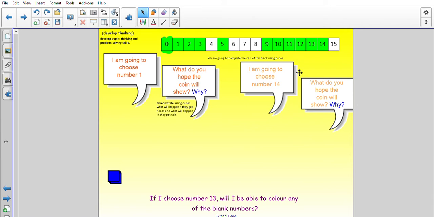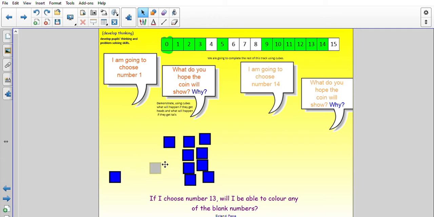Brilliant. Right. Now this time I'm going to choose number 14. Now, what will I hope that the coin will do this time? Hang on, let's get 14. 1, 2. Remember, we can have it any way we like. 3, 4, any representation. 5, 6, 7, 8. Put 1 there. 9, 10, 11, 12, 13, 14.